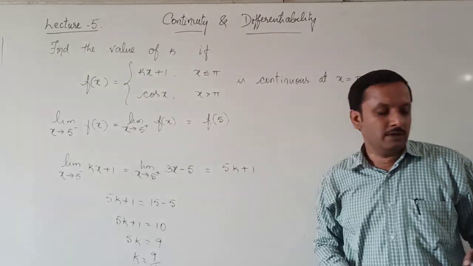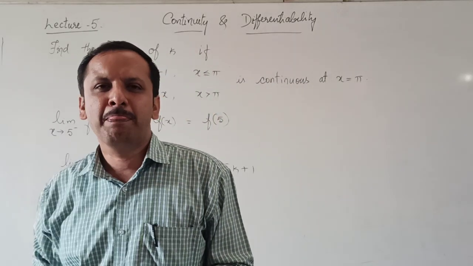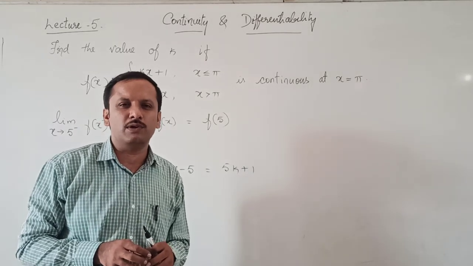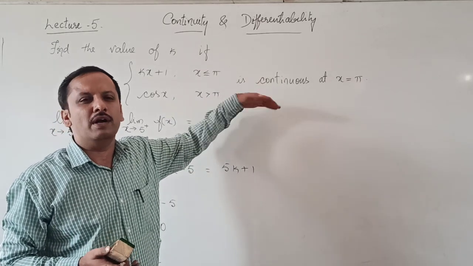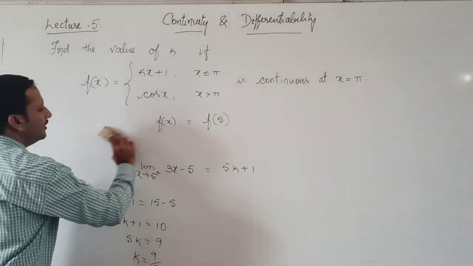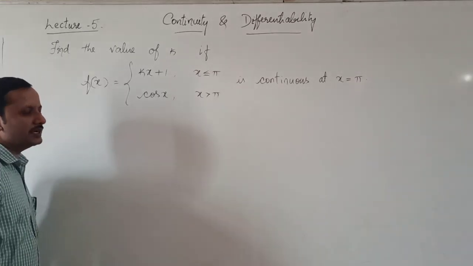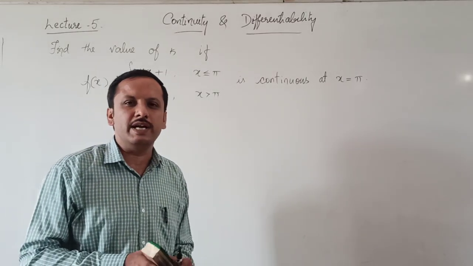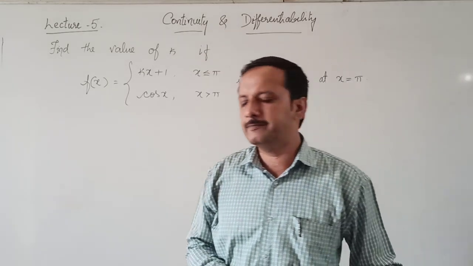Okay. So now, here in this question also, they have asked us to find the value of k, and they have given that the function is continuous at x equal to pi. So if this function is continuous at x equal to pi, then what is the value of k? That is what they are asked. See, we don't have to prove that this function is continuous. That is not what we are asked to do. They have already given that the function is continuous at x equal to pi. By using that, we have to get the value of k.